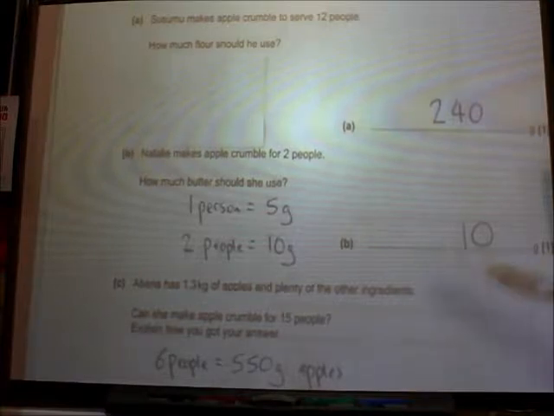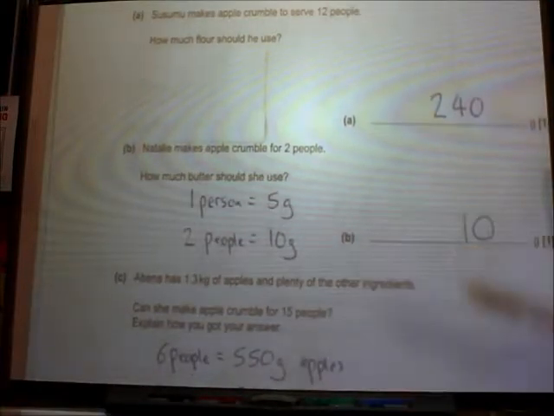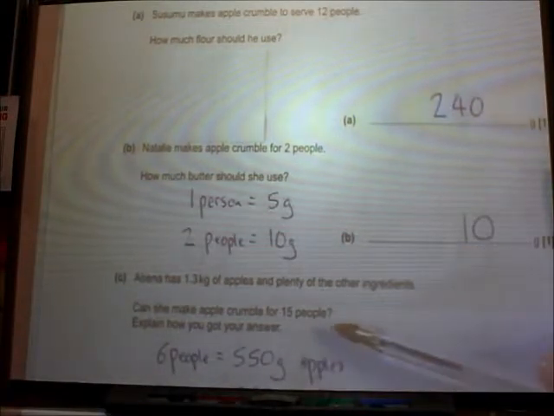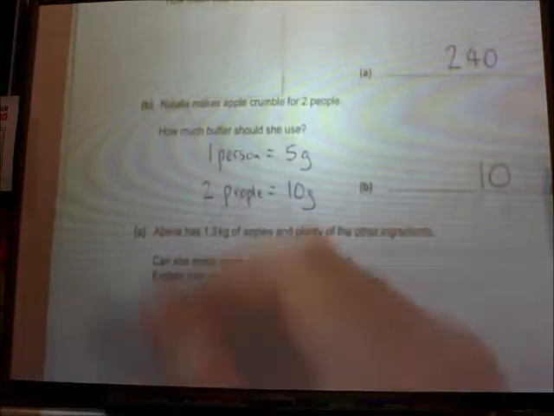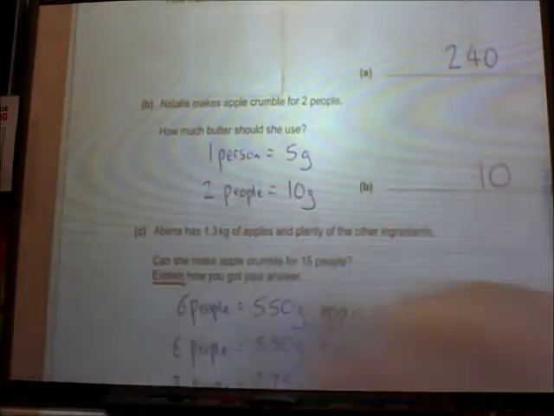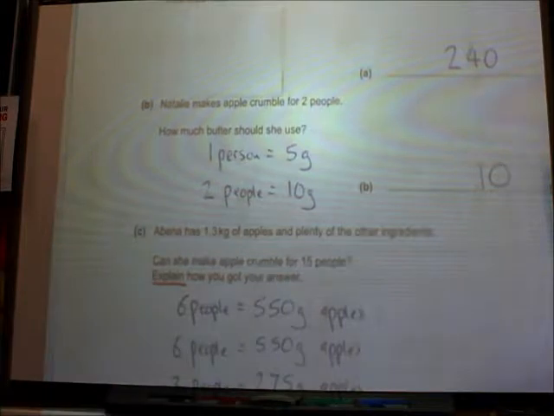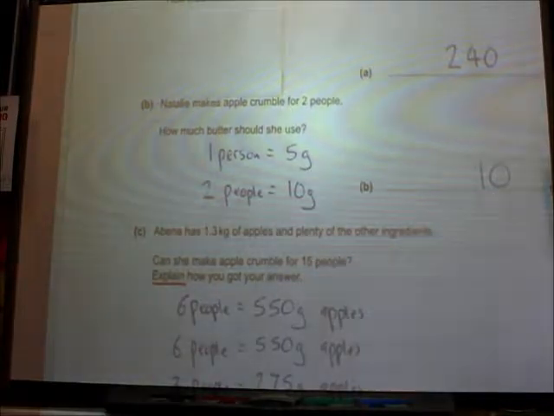Next one, we've got 1.3 kilograms of apples and plenty of the other ingredients. Can we make crumble for 15 people? And the key bit here is explain how you got your answer. It's not an English exam, it's not a history exam. Explaining you can do by writing some numbers down and showing your workings. That's what explain means in maths.